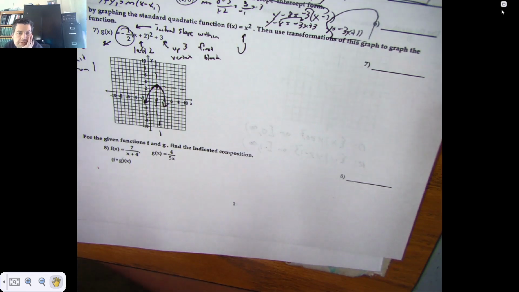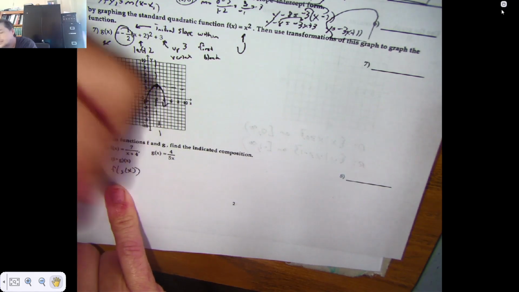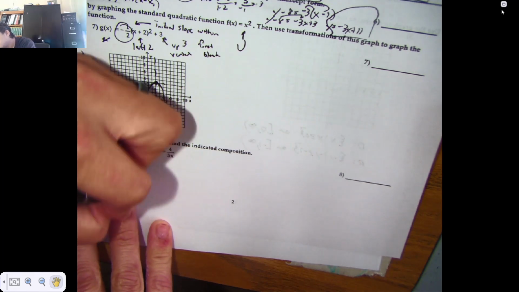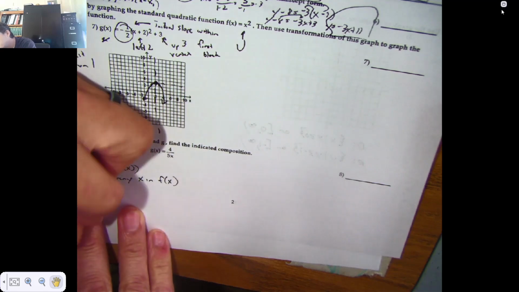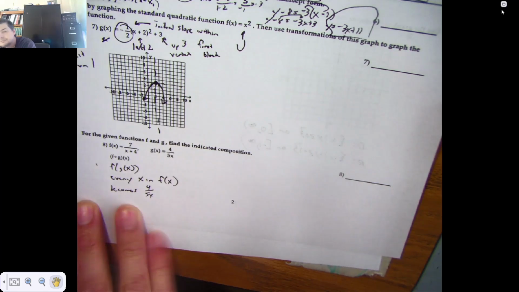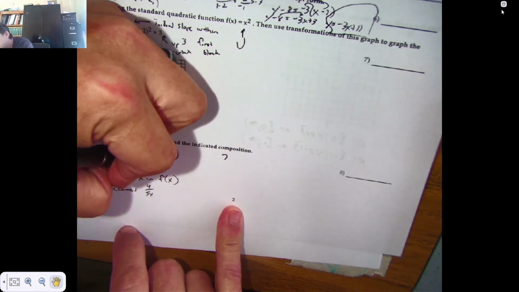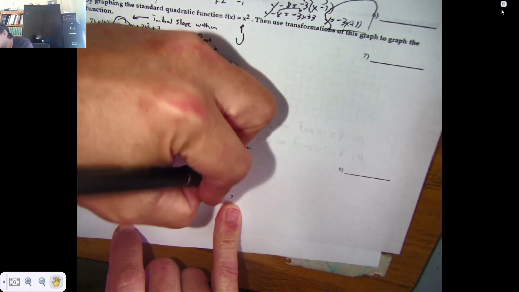For the given functions f and g, find the indicated composition. F of g of x, which I taught you in Algebra 2 to think of as this. And that means that every x in f of x becomes 4 over 5x. So I'm going to take all that and I'm going to put it right there. 7 over 4 over 5x plus 4.